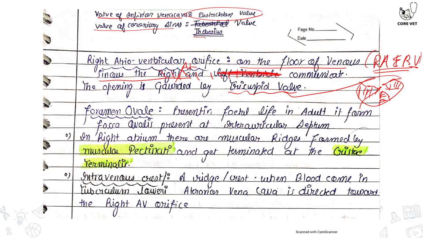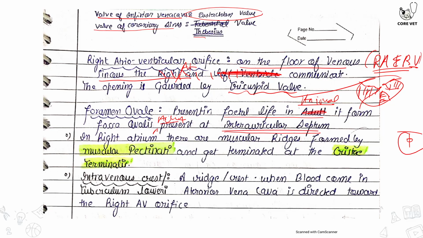Now about the foramen ovale, we all know that in the atrial septum, in the early embryonic or early fetal stage, there is a foramen which is known as the foramen ovale. It is present in fetal life, not in the adult. In the adult, it forms the fossa ovalis. It is present in the interatrial septum.